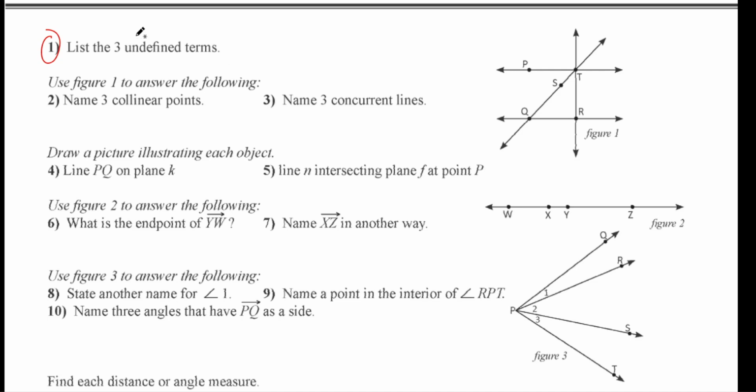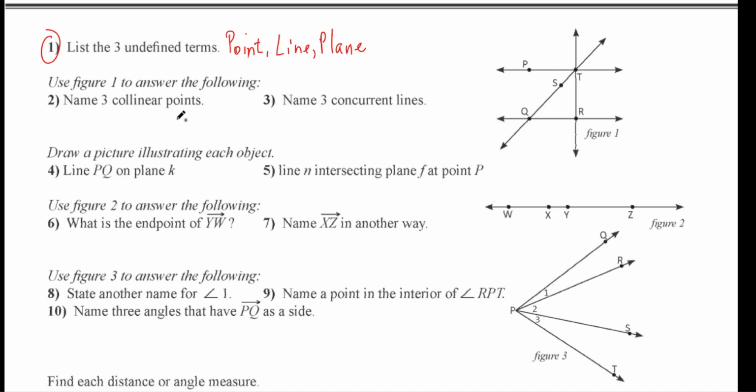So what are my three undefined terms? Do you remember? Point? Yeah. I always go point, line, plane, but it doesn't matter what order you put it in. But that's the order that we did it, okay? Point, line, plane. Memorize those, all right? Easy first question, all right?